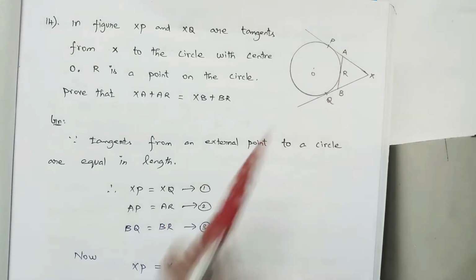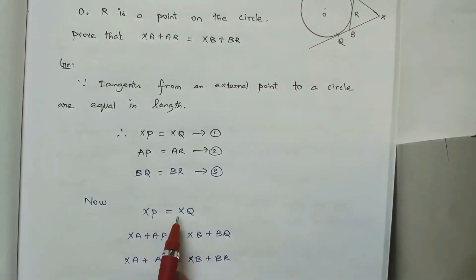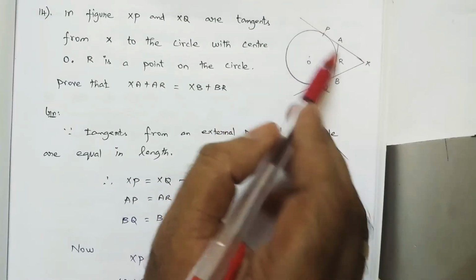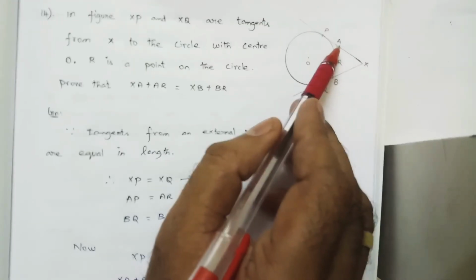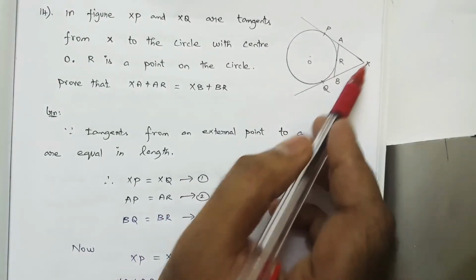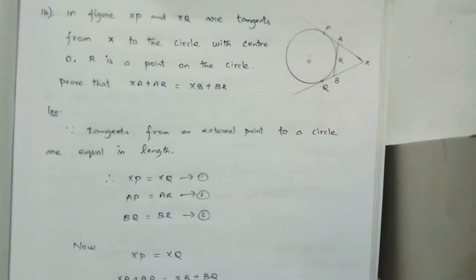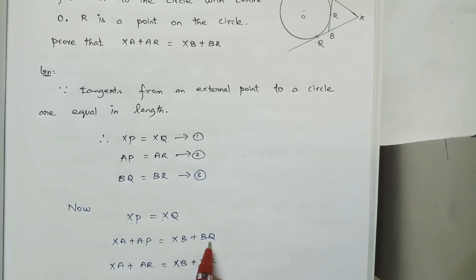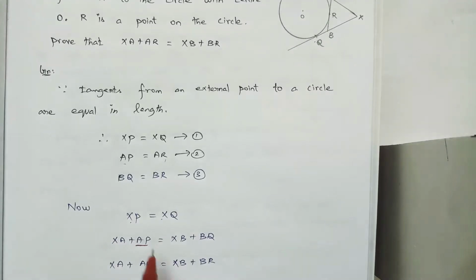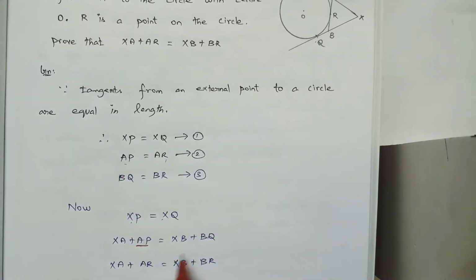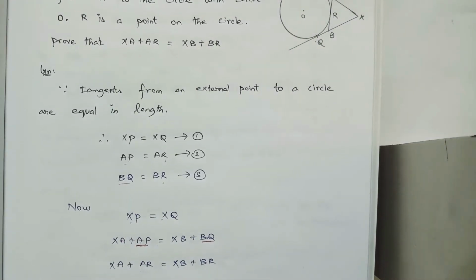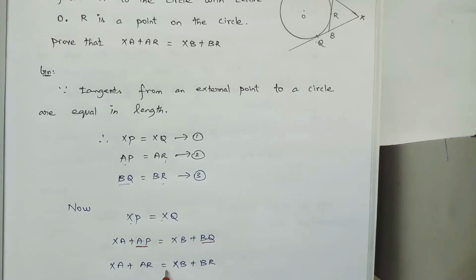I'm just taking that XP is equal to XQ. See, already we know how we can split XP: XP is nothing but XA plus AP, and XQ is nothing but XB plus BQ. So XA plus AP is equal to XB plus BQ. Already we know that AP is equal to AR, so instead of AP I substitute AR, and BQ is equal to BR, so instead of BQ I substitute BR. So what we wanted to prove, XA plus AR is equal to XB plus BR, hence it is proved. Very simple proof, right?